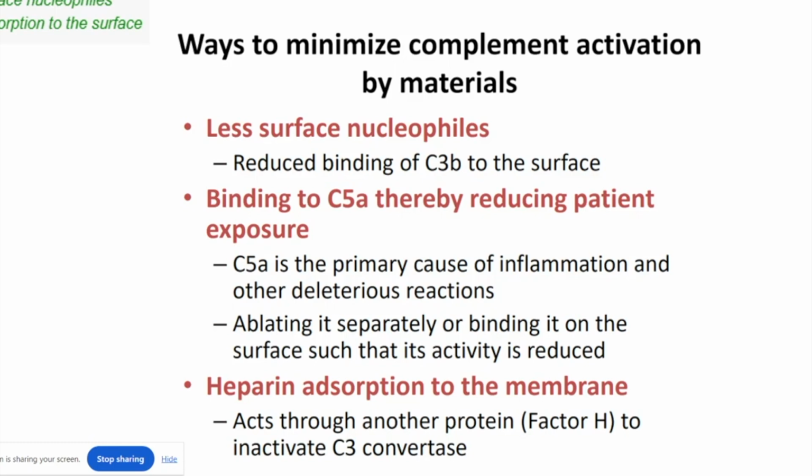So C5a is the primary cause of inflammation, and if you can bind C5a to something else or ablate it separately, it will reduce the further inflammation and other activation of other pathways. And then heparin adsorption, it acts through factor H to inactivate C3 convertase, where basically all the other pathways converge to initiate a response. So using these three pathways, you can minimize complement activation by materials.